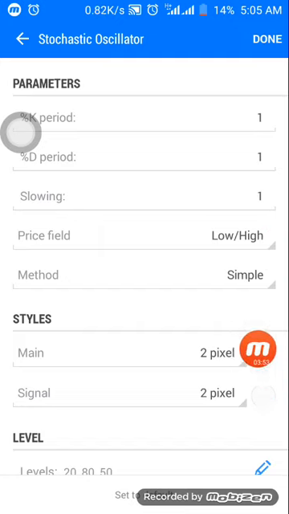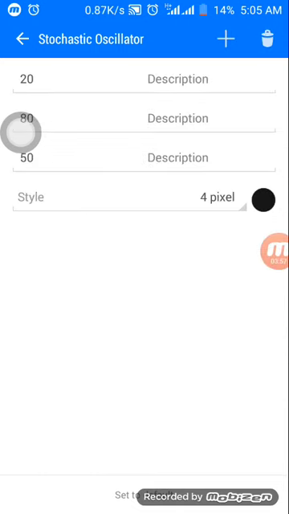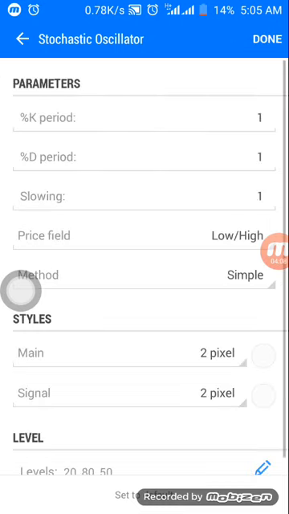You can choose your background color. If you're using a black background, you choose black here. Now the levels: we have level 20, 80 and 50. Level 50 is your take profit, level 80 is your sell entry, and 20 is your buy entry. Okay, and you click on done.